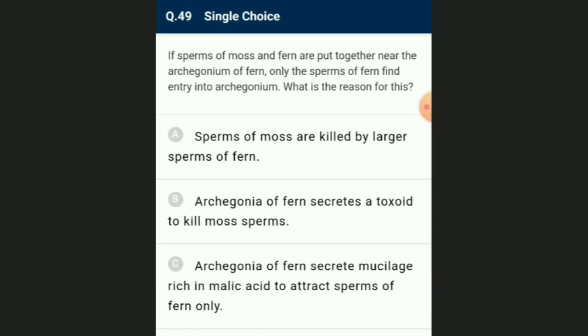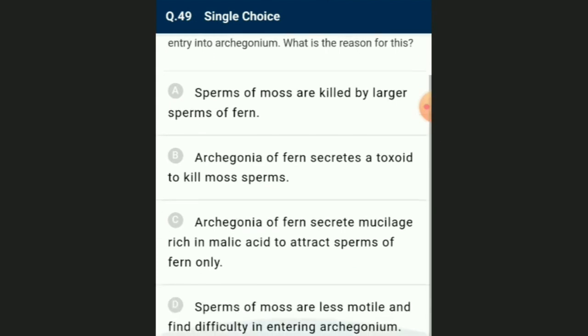Question number 49. If sperms of moss and fern are put together near the archegonium of fern, only the sperms of fern find entry into the archegonium. What is the reason for this? Archegonia of fern secrete mucilage rich in malic acid to attract sperms of fern only. So the answer for this question is option C.